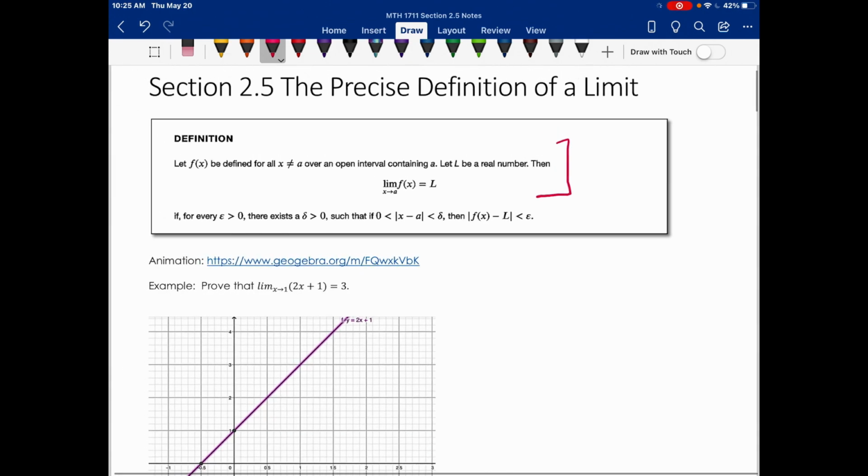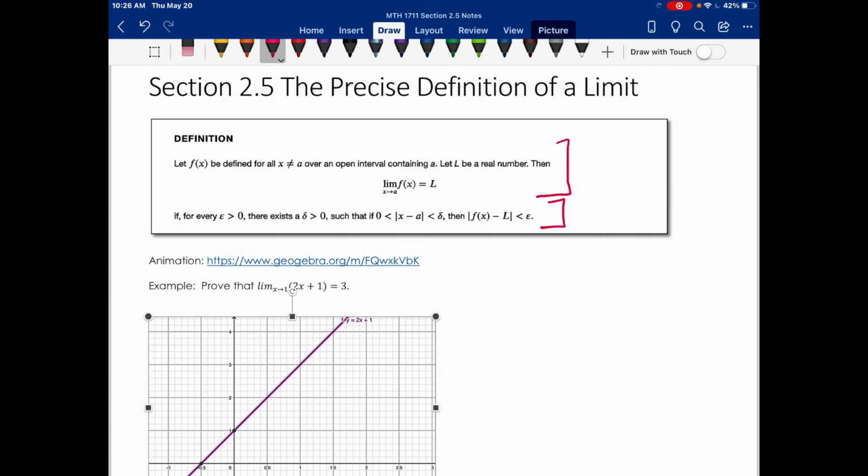Now we're going to go down into the harder part down here. It says, for every epsilon greater than 0, there exists a delta greater than 0, such that if the distance between x and a is less than delta but greater than 0, then the distance between the value of the function and the limit is going to be less than epsilon. So that is a big mouthful, and that's usually where students say, what? So we're going to walk you through step by step.